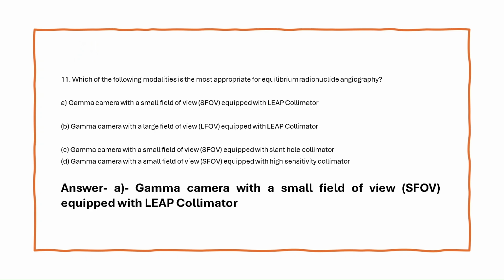So the most appropriate for MUGA will be a gamma camera with a small field of view equipped with a LEAP collimator.